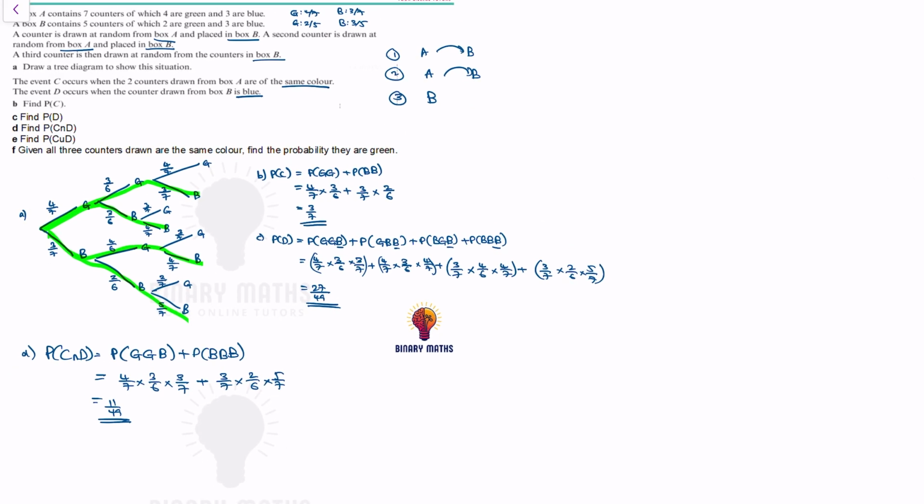E is find the probability of C union D. Because we've got the probability of C, the probability of D, and the probability of C intersect D, the probability of C union D using the addition formula is the probability of C plus the probability of D minus the probability of C intersect D, which is equal to 3/7 from part B plus 27/49 from part C minus 11/49, which gives me 37/49.